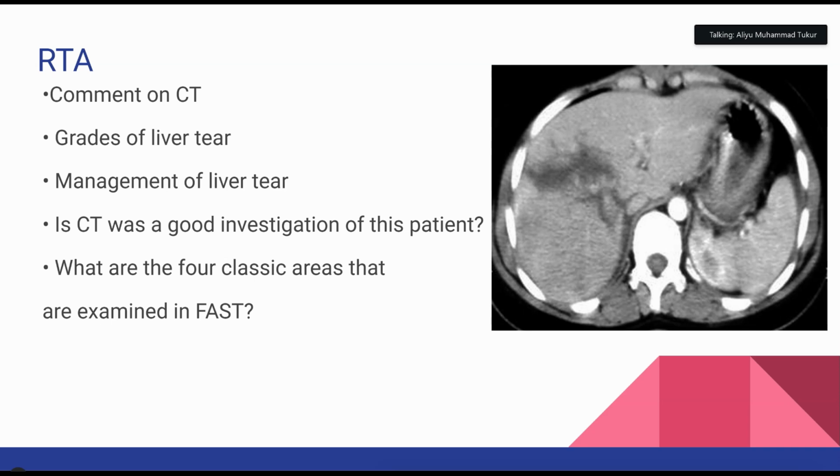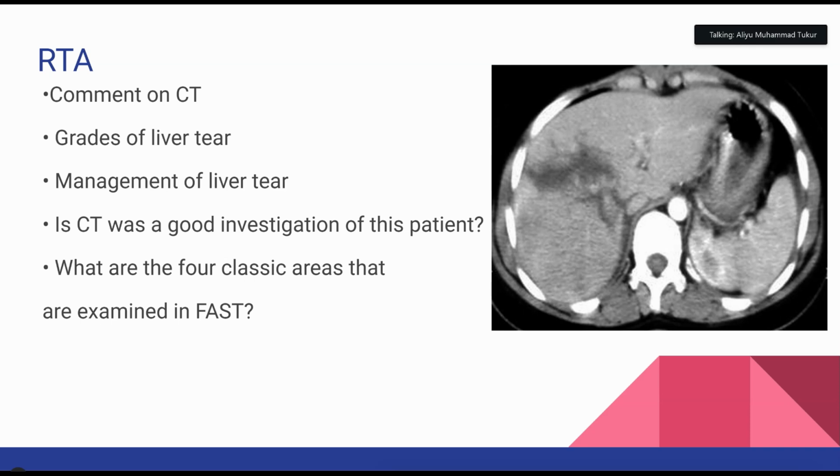Grade 4 is a major parenchymal injury involving 25 to 75% of a liver lobe, while grade 5 is a major parenchymal injury involving over 75% of the liver lobe, while the final grade, grade 6, is a vascular injury, which is hepatic avulsion. Okay, so what is the management of liver tear?